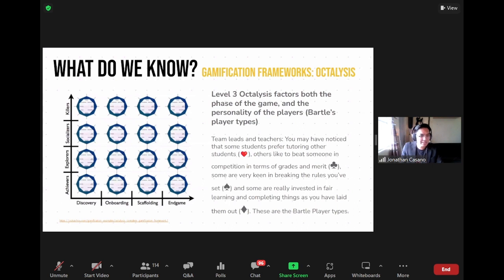I once had a class na lahat sila hearts. So I just adapted my delivery of my gamification structure to take note na, oh, they want interaction more than anything.